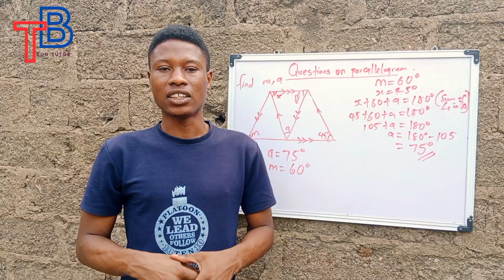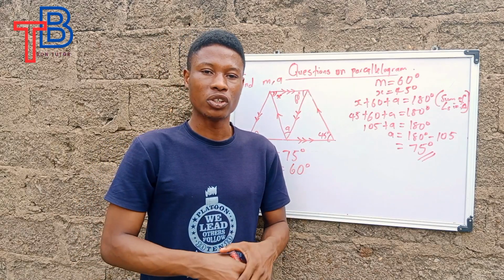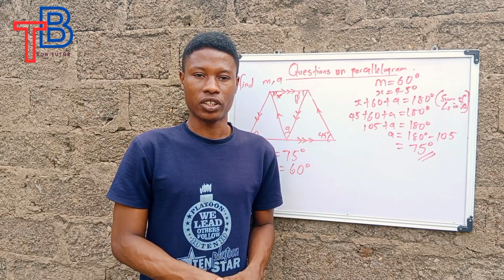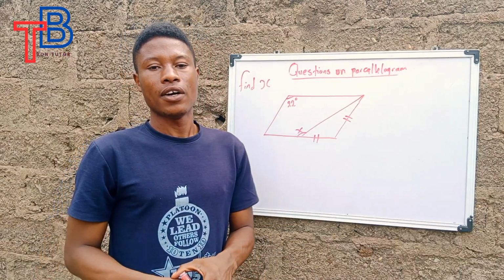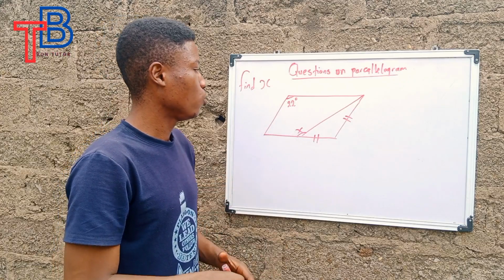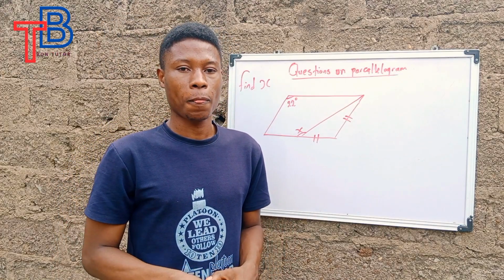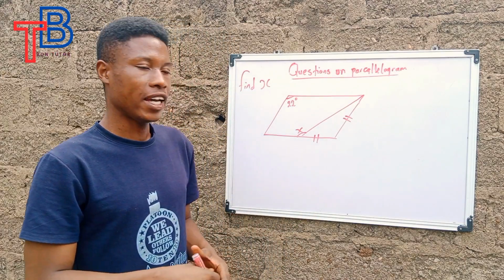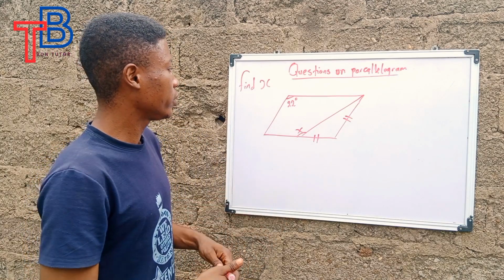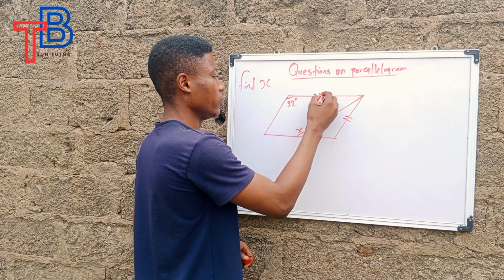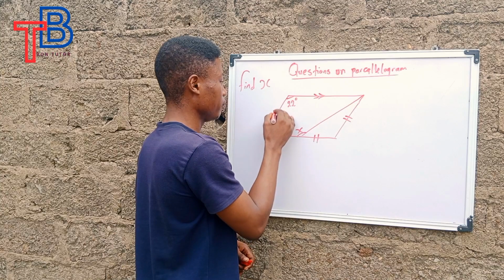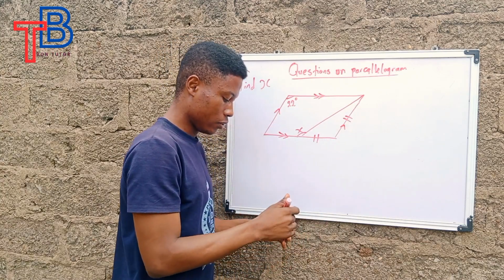Now let's have the last question today before we move on to another topic. This is the third question we have today, and we are asked to find the value of our x. To get the value of our x, we can see that this is still a parallelogram.